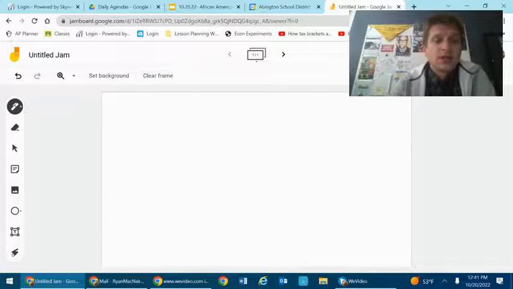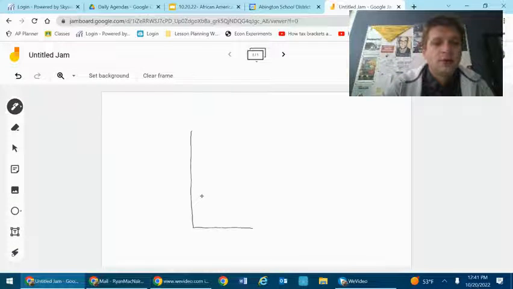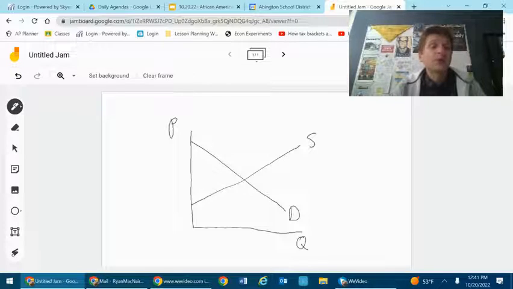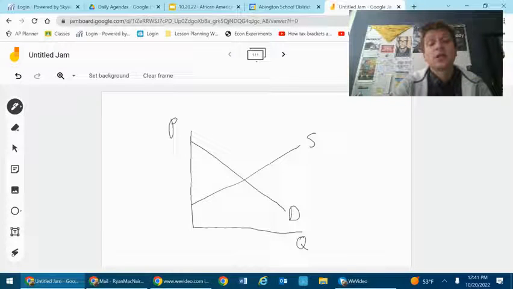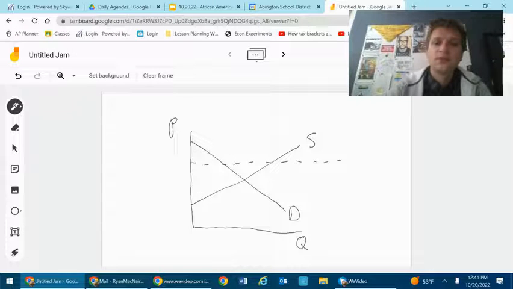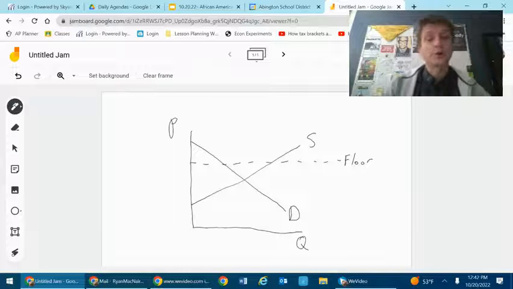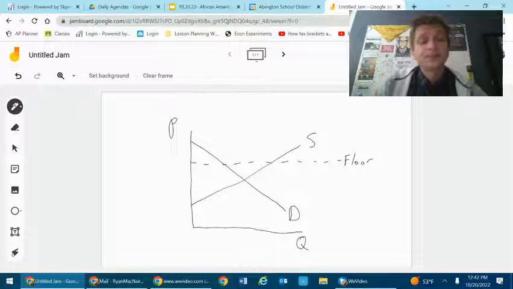So let's clear this and draw a new graph. There's our price, there's our quantity, there's our demand curve, there's our supply curve. If we have an effective price floor, that's going to be our example today. If we have an effective price floor, that should be set above equilibrium. So if you're setting above equilibrium, you draw a dotted line above that, and that is our price floor. So that means that consumers can't pay less than what is put at that price.